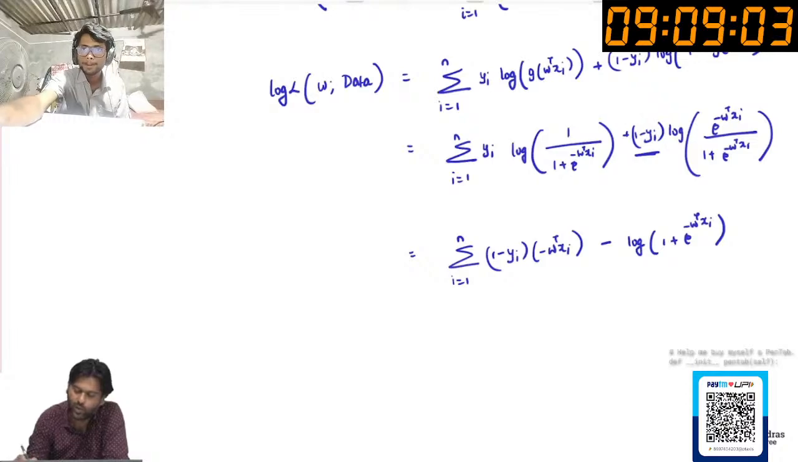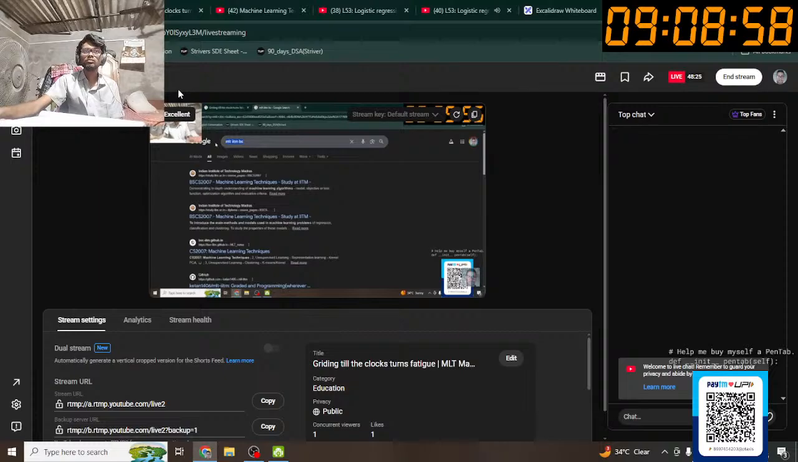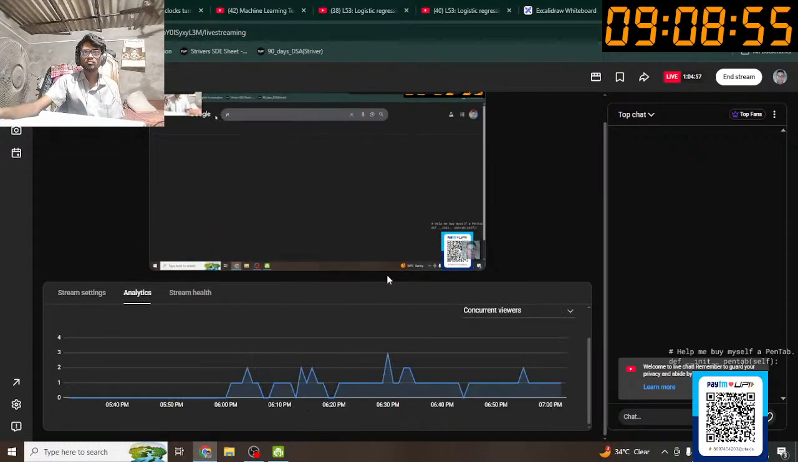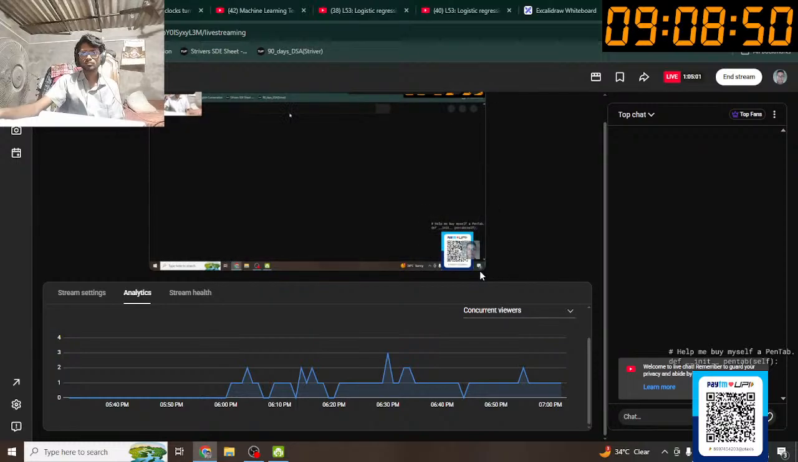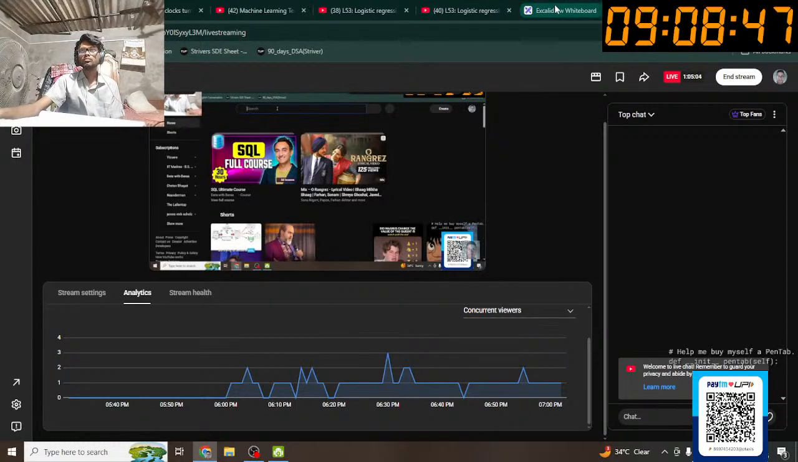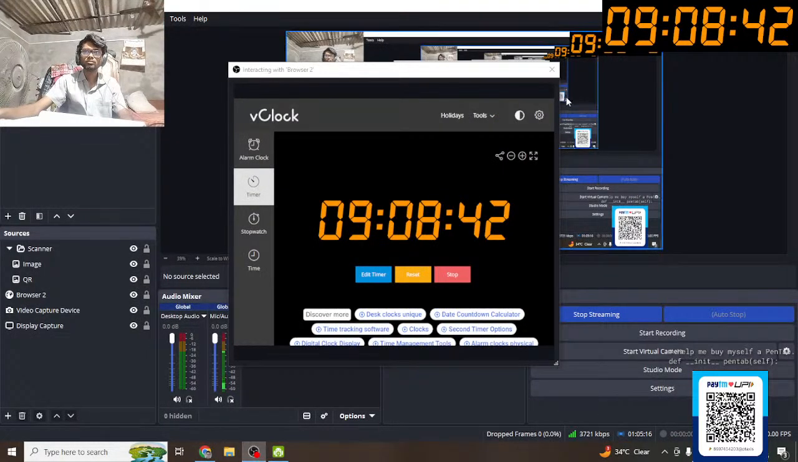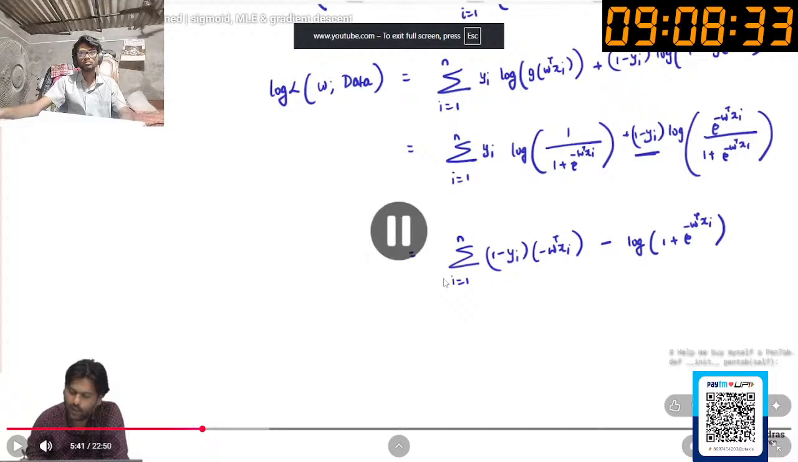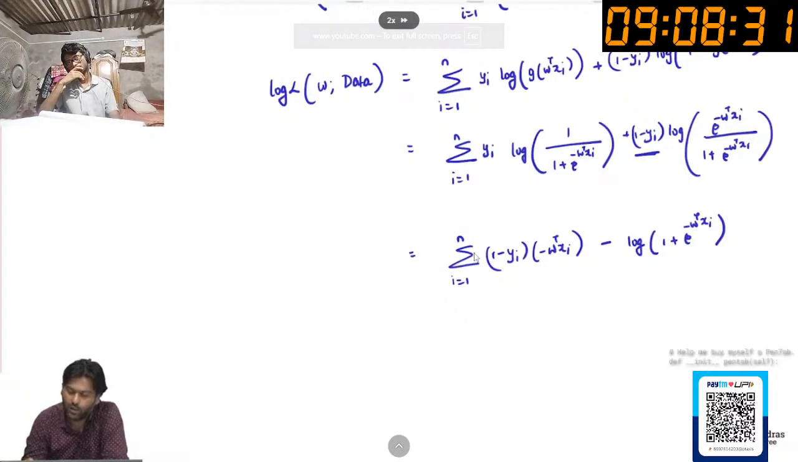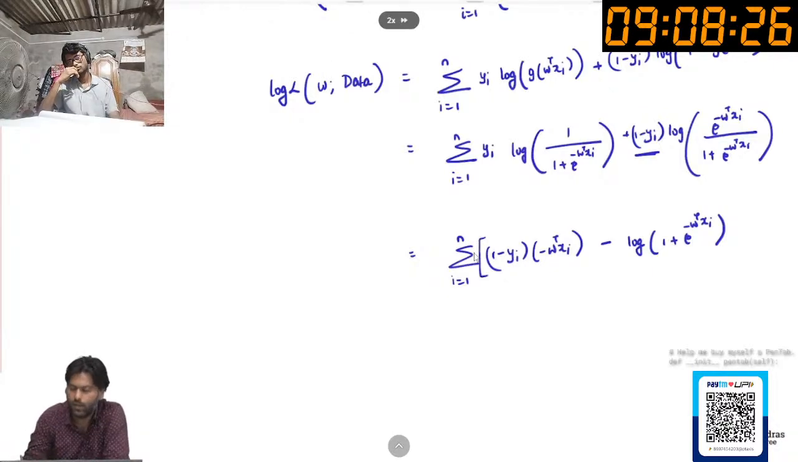So 1 minus yi into the numerator was this, and 1 multiplying the denominator is the second term. Now yi multiplying the denominator would just be yi log of 1 plus e power minus w transpose xi, which will cancel the first term out, right? So 2 terms get cancelled and the remaining is just this. So this is what we have.